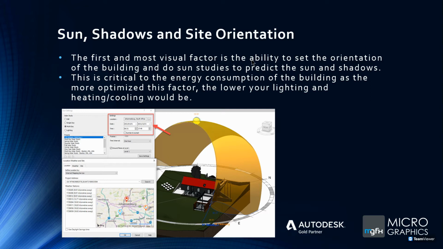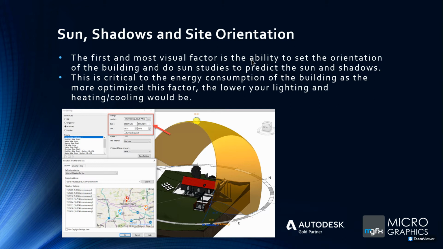All right, so this is a visual factor. It's a nice to have. It also gives you a nice visual impact on your building if you turn on shadows. But the idea is to design your building based on the sun and shadows. If the building is designed as such, you'll minimize the heat inside the building, and in so doing reduce the use of air conditioning to cool down that heat. Perhaps have natural light coming in, reducing the need for excess lighting. So that sort of thing is critical, and that's the first one.